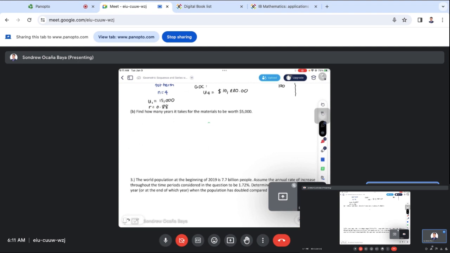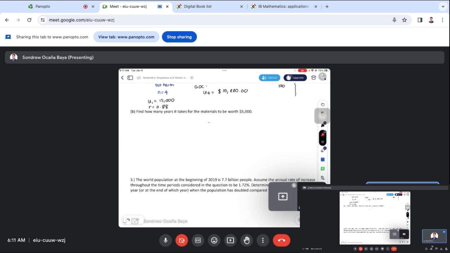Find how many years it would take for the materials to be worth 5,000. So after how many years, no? So the thing here is, if you try, again, pause this video first and try to go back to your solution, compare. If you're ready, then you may play this video. Okay, assuming that you're done already.